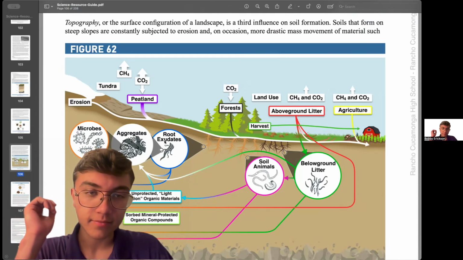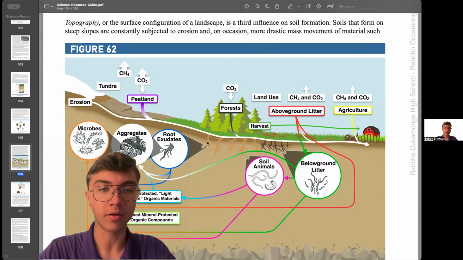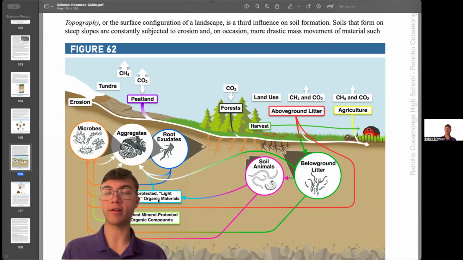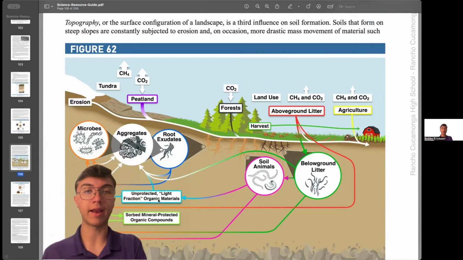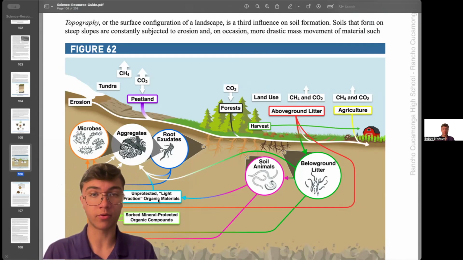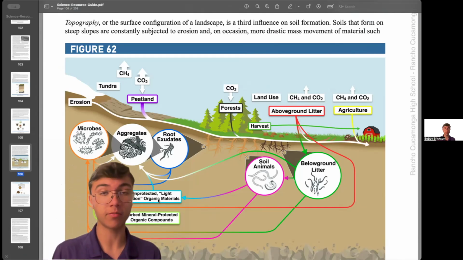So we've got root exudates and then aggregates and then microbes. So what are the root exudates? Well, they are the aggregates, which are made up of microbes. And these microbes are what can process a lot of the organic matter, whether it's dead, or some are herbivores and can eat up the plant roots and then excrete a lot of different parts of the soil, which remember we talked about.